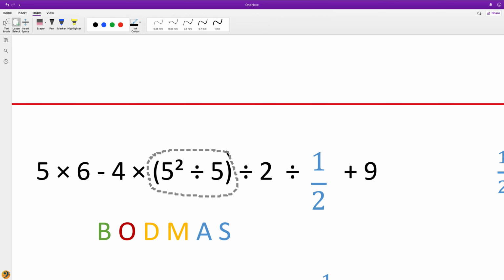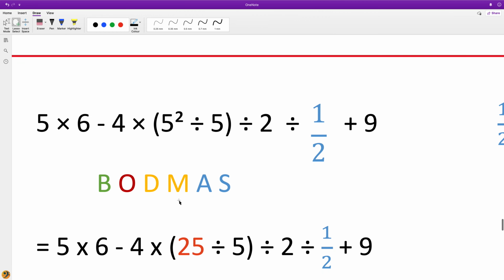Now within the brackets, this is going to require 2 steps, because within the brackets we have an order here of 5 squared, and we also have a division by 5 as well. Okay, so our first line of working out will be solving or evaluating these brackets by first of all evaluating the order. Okay, so our first line of working out becomes this here.